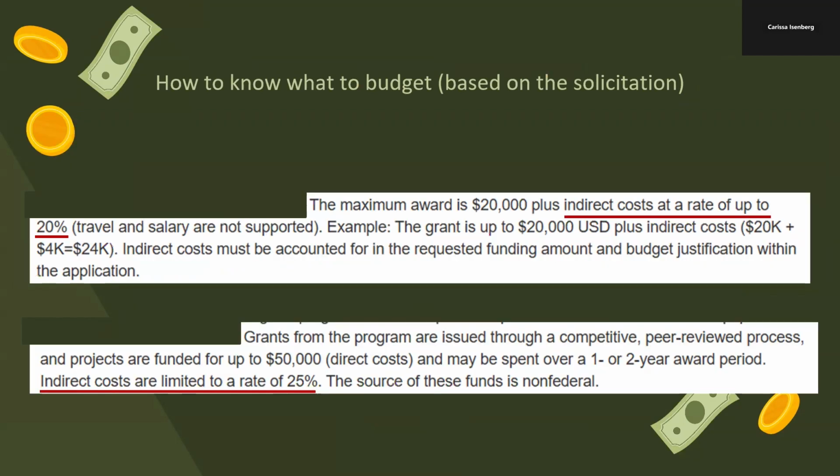So here's another example of a solicitation. The first had no limit, whereas these two examples have a direct cost cap and a rate of up to 20% of indirect costs on the first, 25% on the second. If an agency's negotiated cost was less, for example, if we were to apply for this and the majority of the research was happening off campus, our rate is 17.8%, which is more restricted. We would not use the 20%, we'd use the 17.8%.